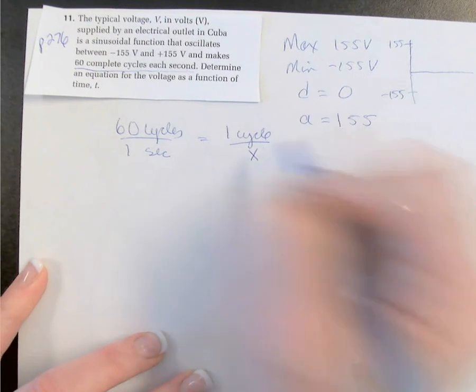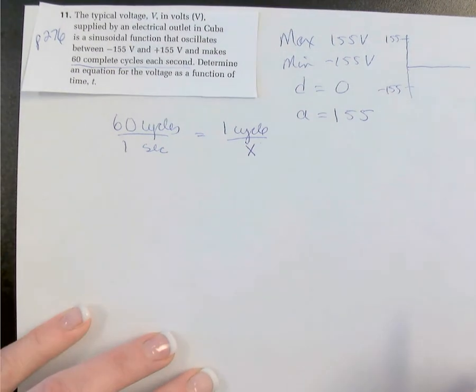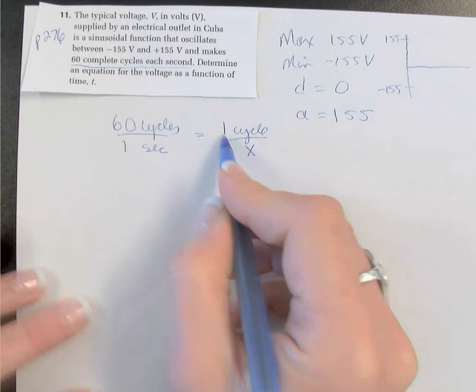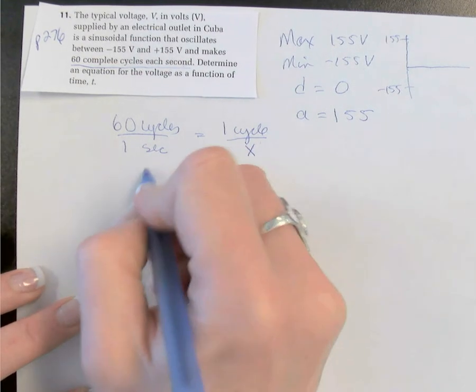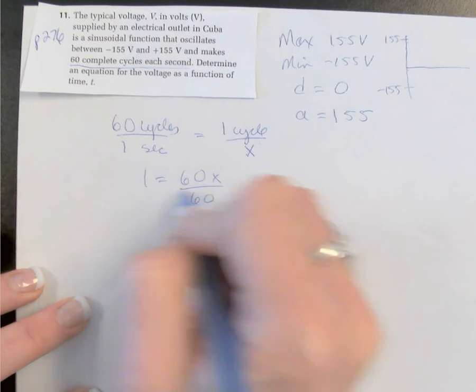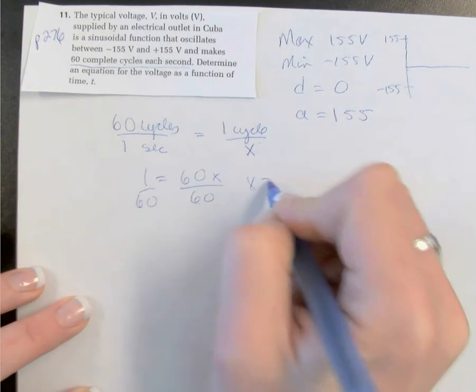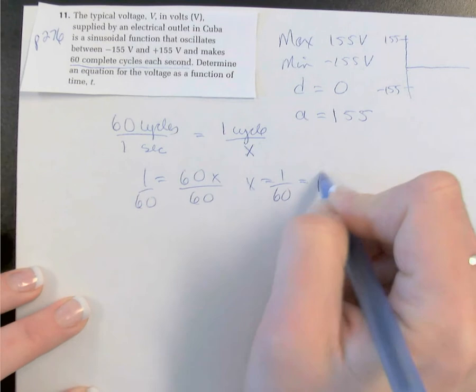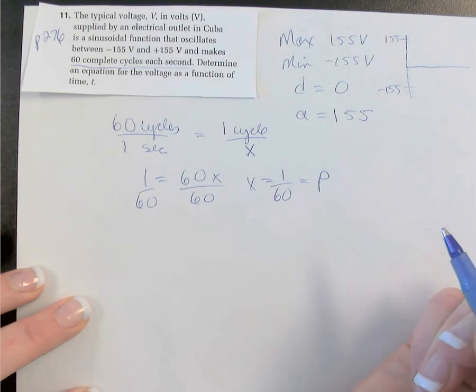So I'm going to put an X under time and just look at a ratio. If I want to solve for X, I cross multiply. 1 times 1, 60 times X, and X will equal 1/60th. That's the period.